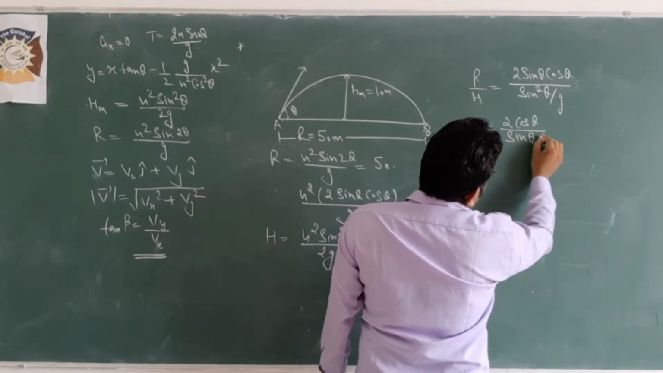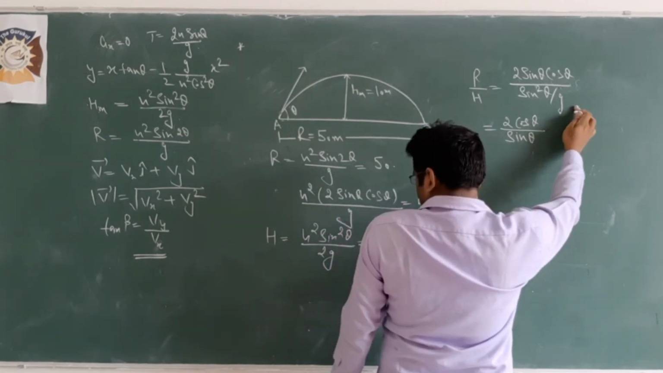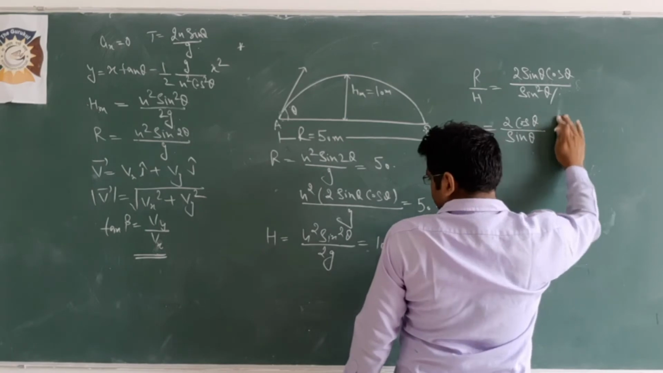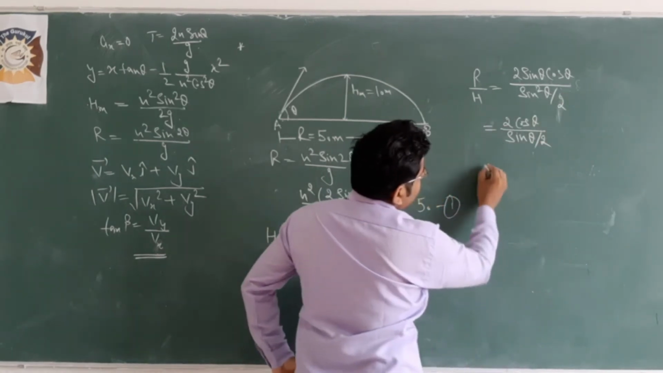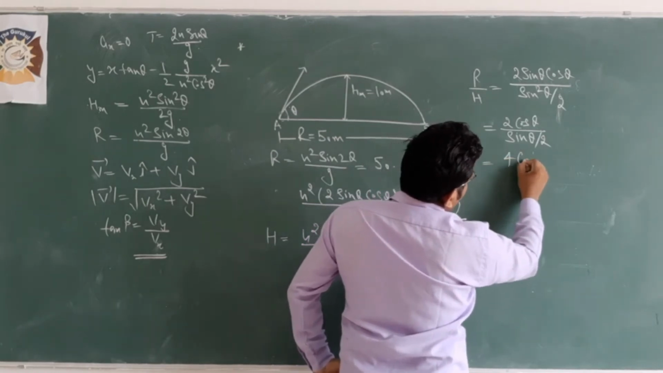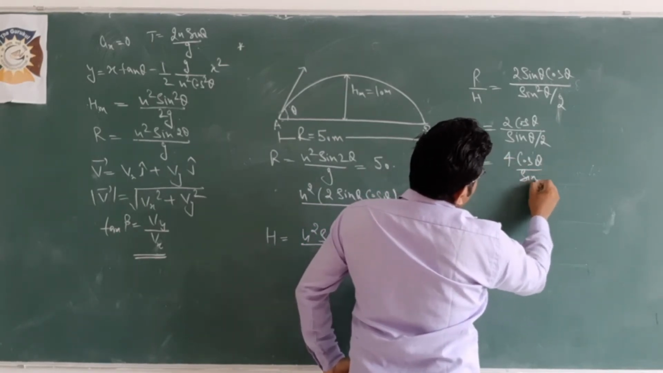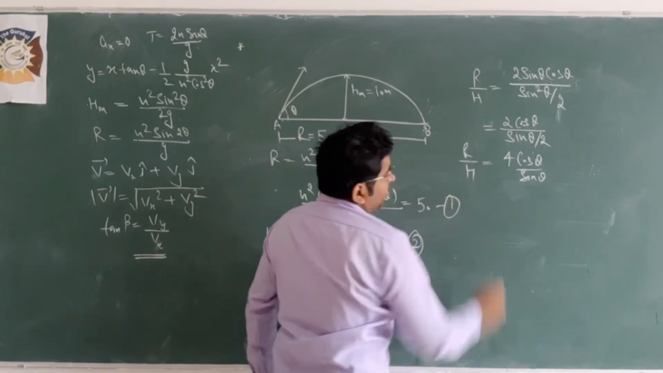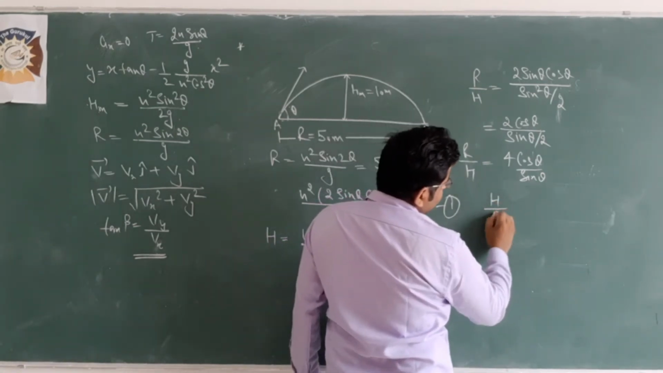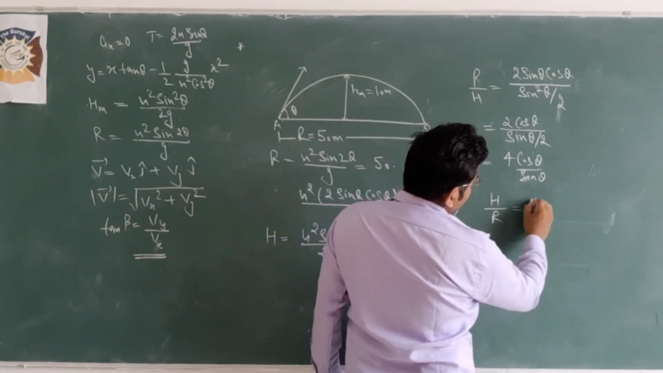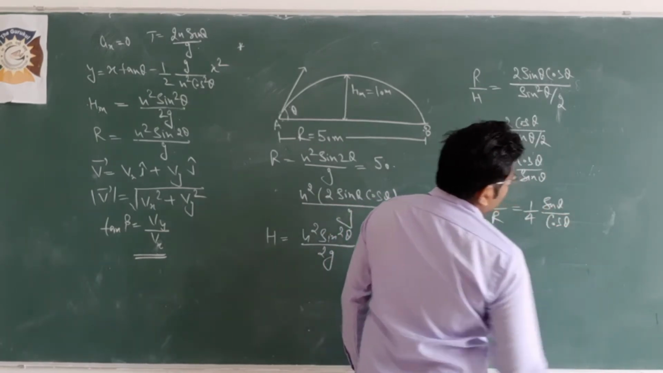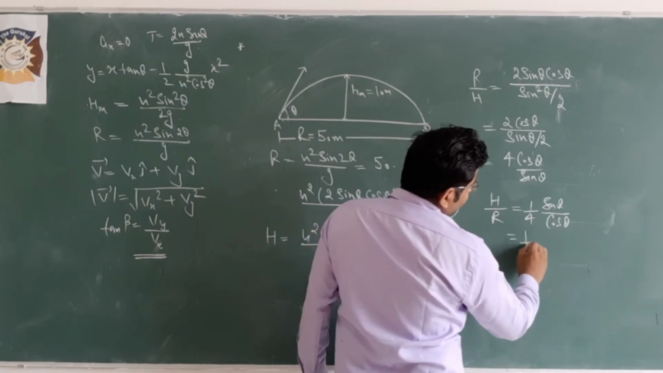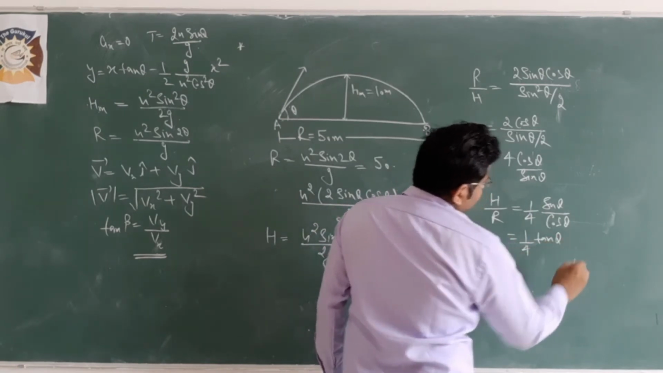साइन थीटा अपॉन 2, sorry, it is 2. So beta, it will become 4 cos theta over sin theta. Beta, from here h over r is equal to 1 by 4 sin theta upon cos theta. So it will become 1 by 4 tangent theta.